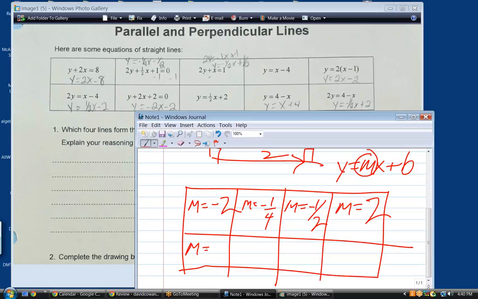1/2 x. What's the slope? We don't care about the x. We want to know what slope is only. All right. What's the slope on the second one? Negative 2. What's the slope on the third one? 1/2. And the fourth one? Just 1.